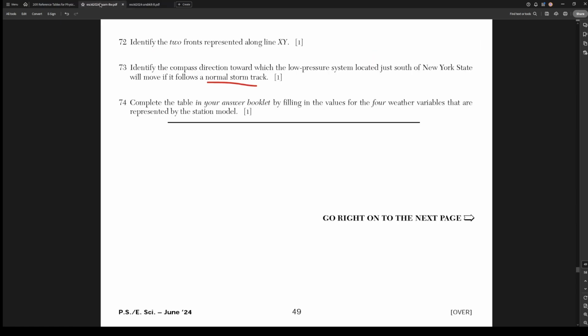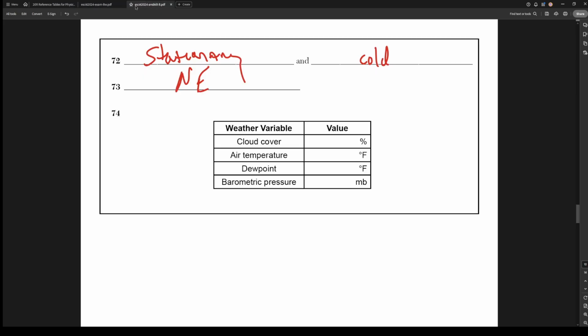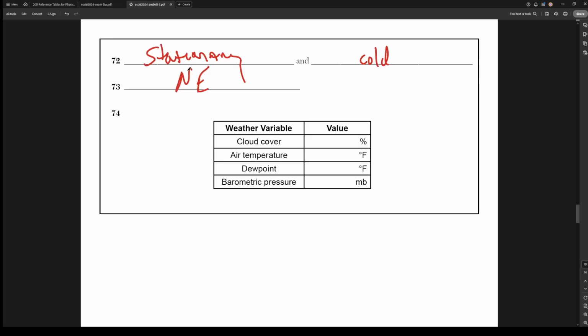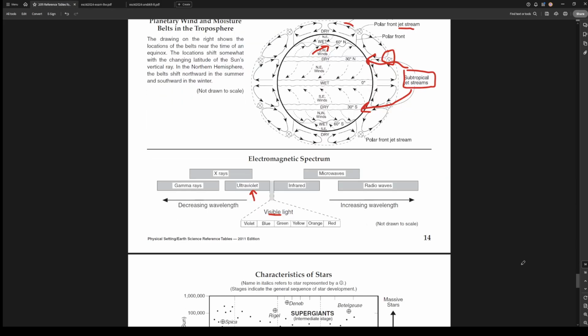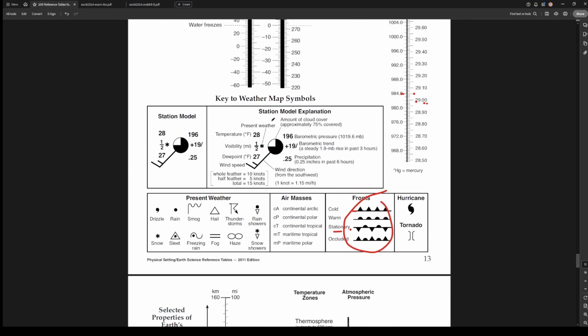Oh, I get a little station model. That's fun. Complete the table by filling the values of four weather variables that are represented by the station model. Where is the station model? Is it this one? I guess it's the only one. Okay, cloud cover, none. Now, if you don't know where these things are, you could just go to your little station model cheat sheet right here, and it tells you what everything is.